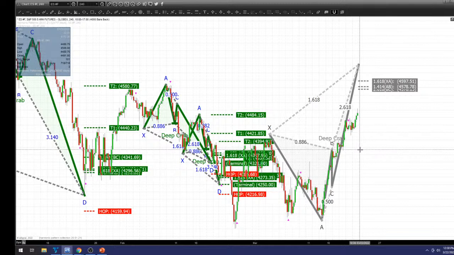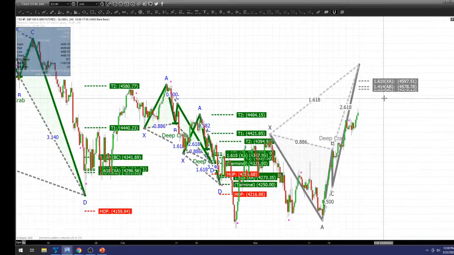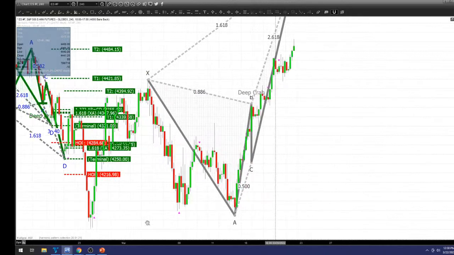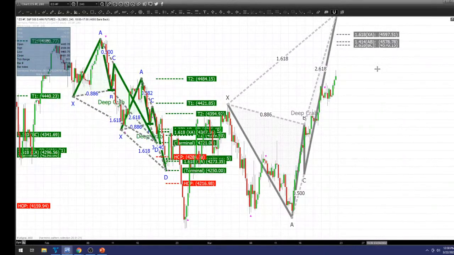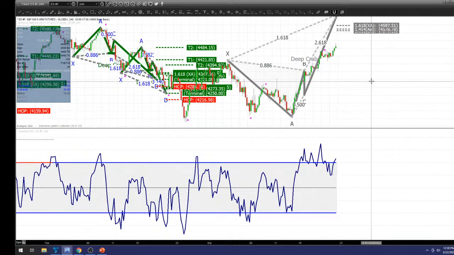Are you going to run to 4,600? Let's see. I mean, it's still up. I don't think it's going to be anything until we basically roll over on the indicator. You're still going to grind higher no matter what.